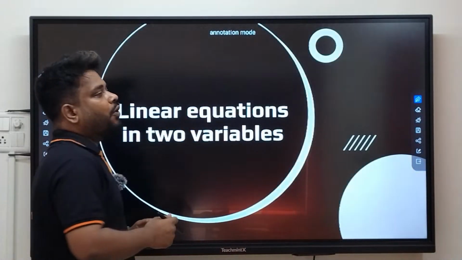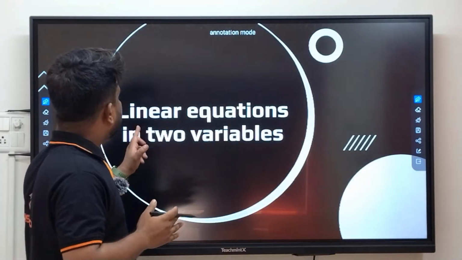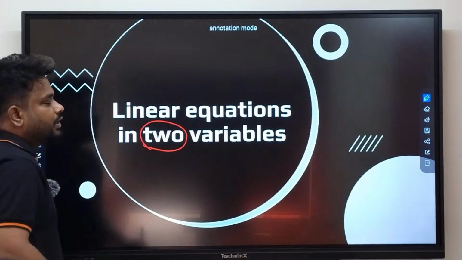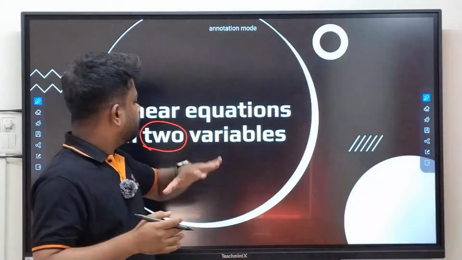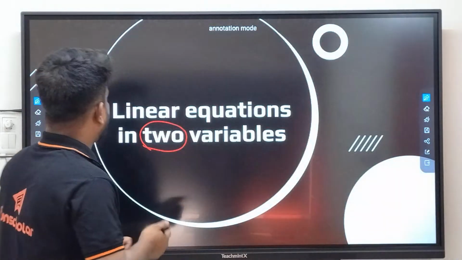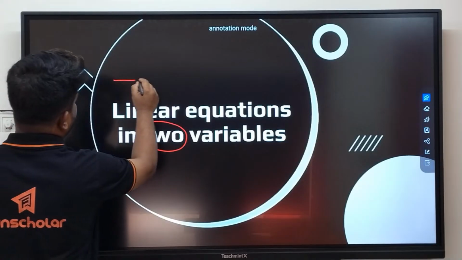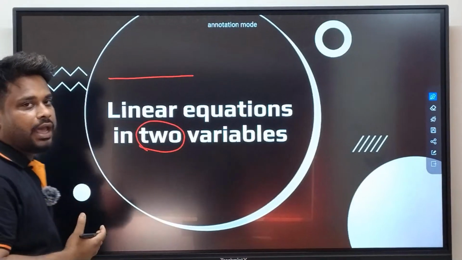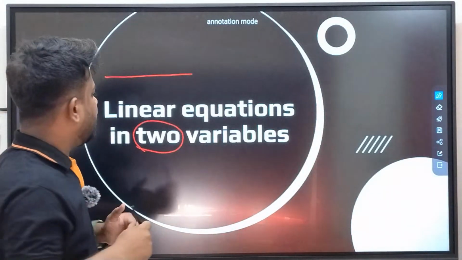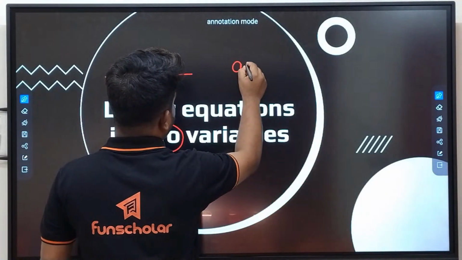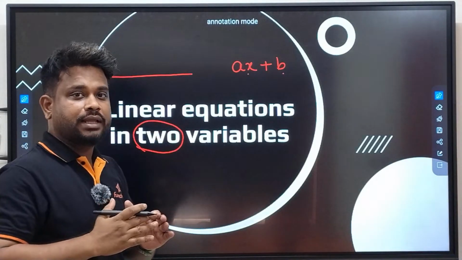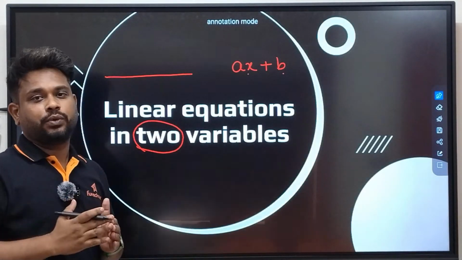So we have already learned linear equations in one variable, and here we are going to learn linear equations in two variables. As you may have watched in my previous lectures on linear equations in one variable, we discussed that linear comes from the word line. So linear means one line, and I have told you that a linear equation will look like a line. That's why we call this a linear equation.